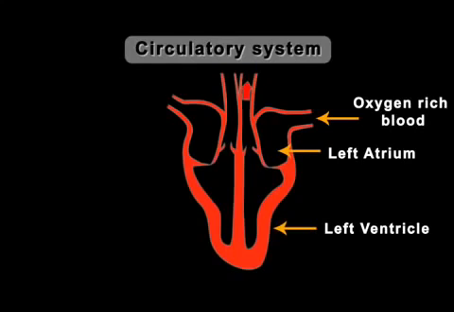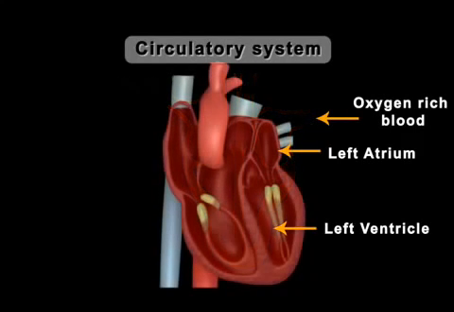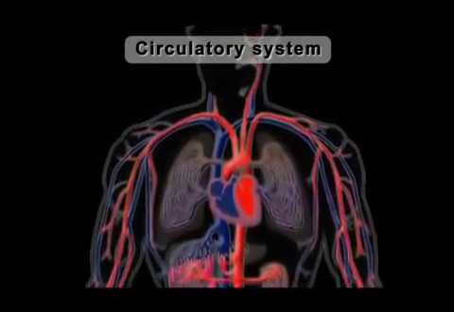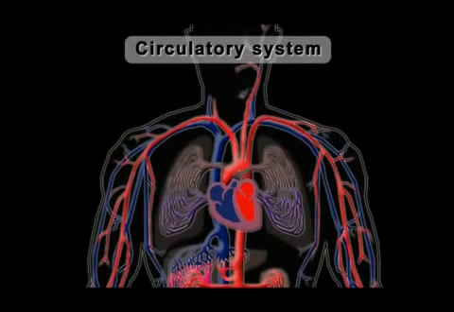When the left ventricle contracts, blood is pumped into the aorta, which carries oxygenated blood to different parts of the body, except the lungs. The oxygenated blood reaches different parts of the body through blood vessels called arteries. Arteries get branched into finer blood capillaries when they reach different organs.